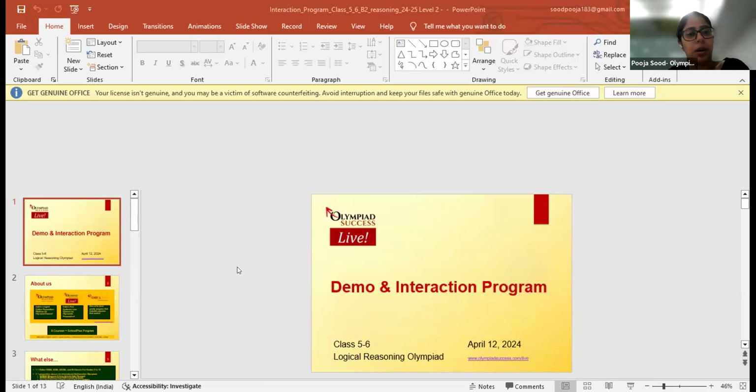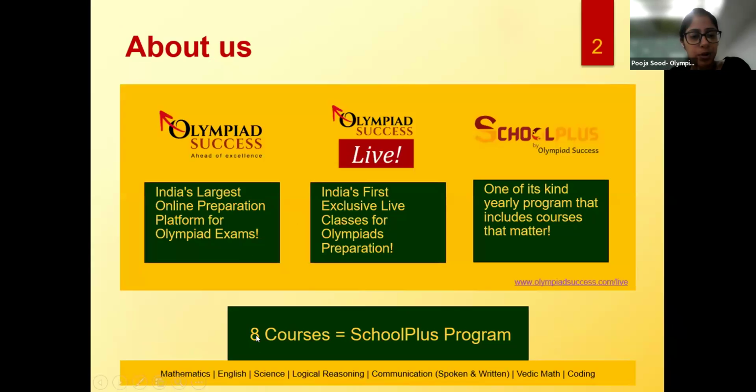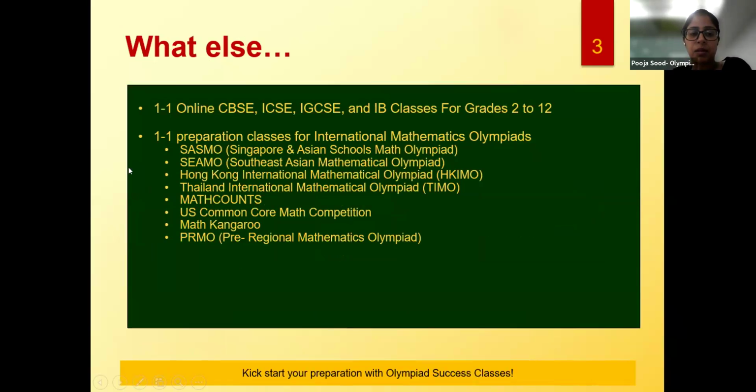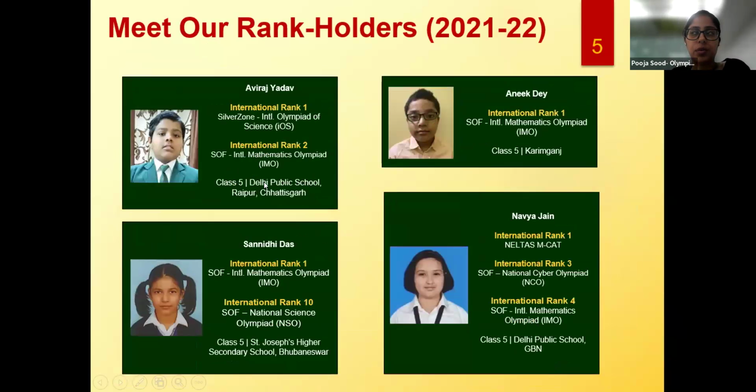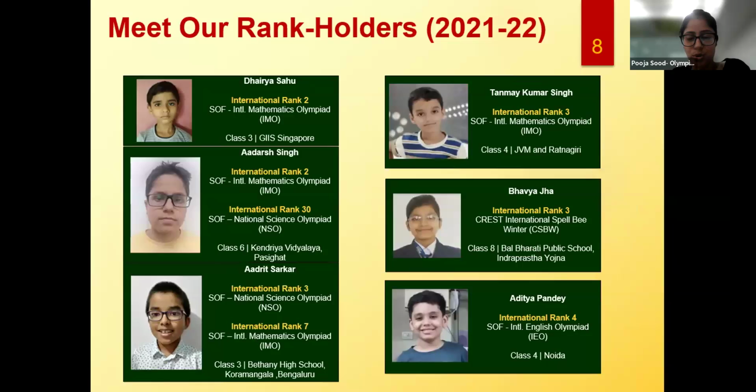Okay, so as you know, Olympiad Success is India's largest online preparation platform for Olympiad examinations. It's India's first exclusive live classes for Olympiad preparation, a one-of-its-kind yearly program that includes courses that matter: 8 courses, school plus program, mathematics, English, science, logical reasoning, communication, spoken and written, Vedic maths and coding. We do provide online classes for CBSE, ICSE, IGCSE, and IB for grades 2 to 12, and one-on-one preparation classes for international mathematics Olympiads, SESMO, SAMO, HKIMO, TIMO, Math Councils, Common Core Math Competition, Math Kangaroo, and PRM. You can meet our rank holders of year 21-22 on the screen. They're kids like you only, so soon your picture will also come.